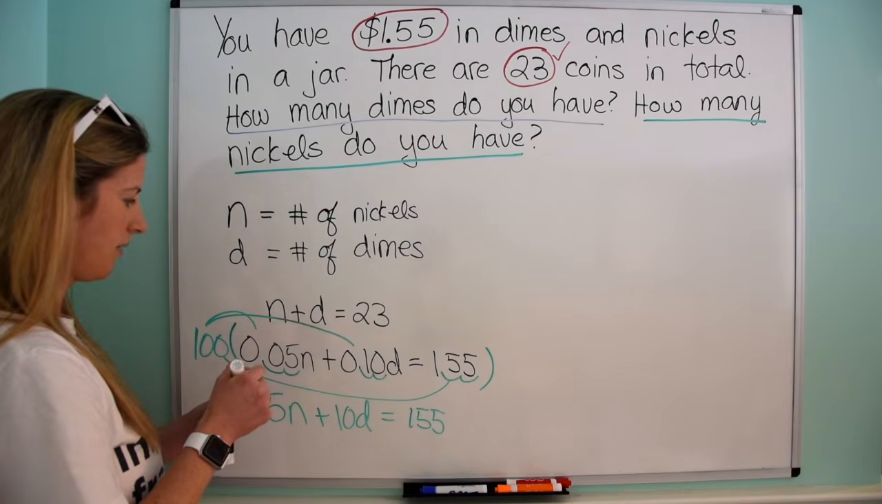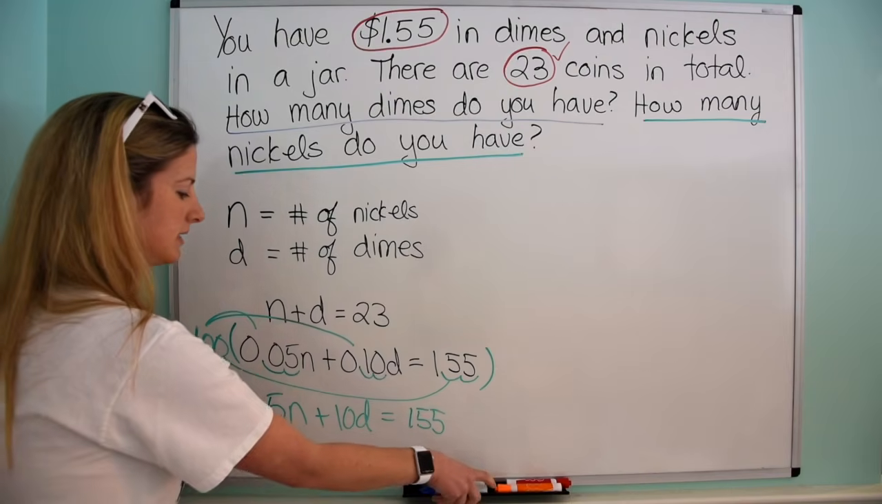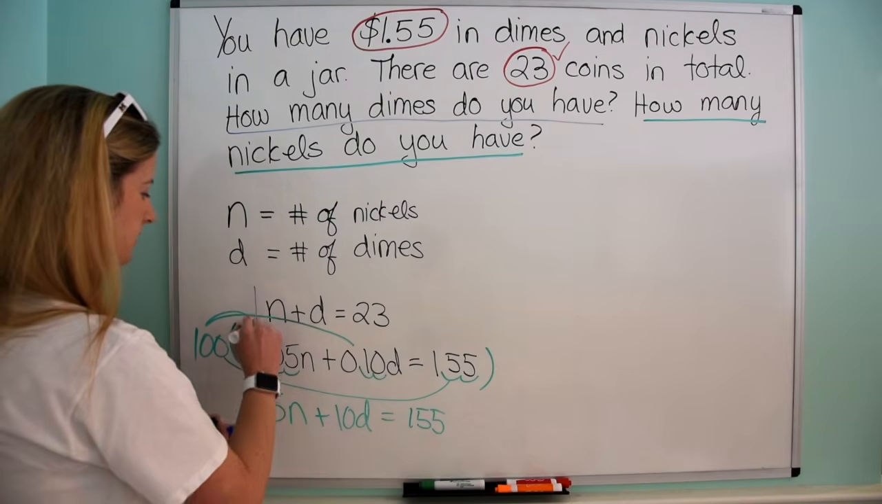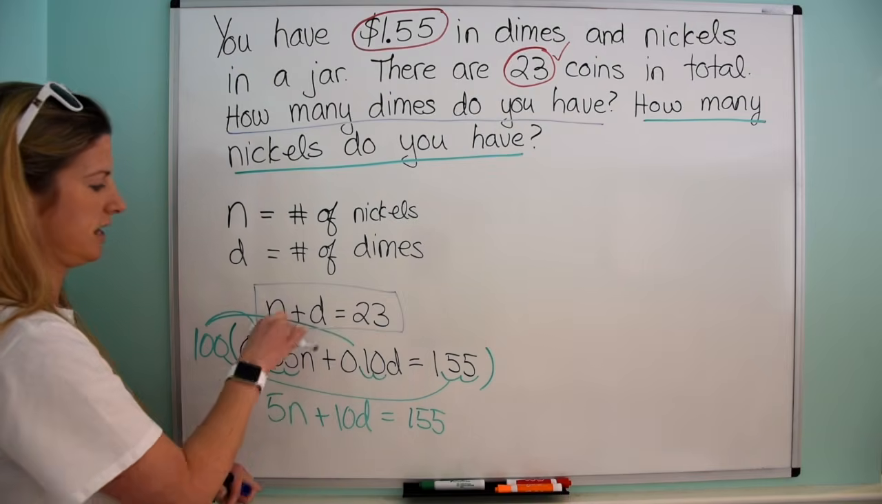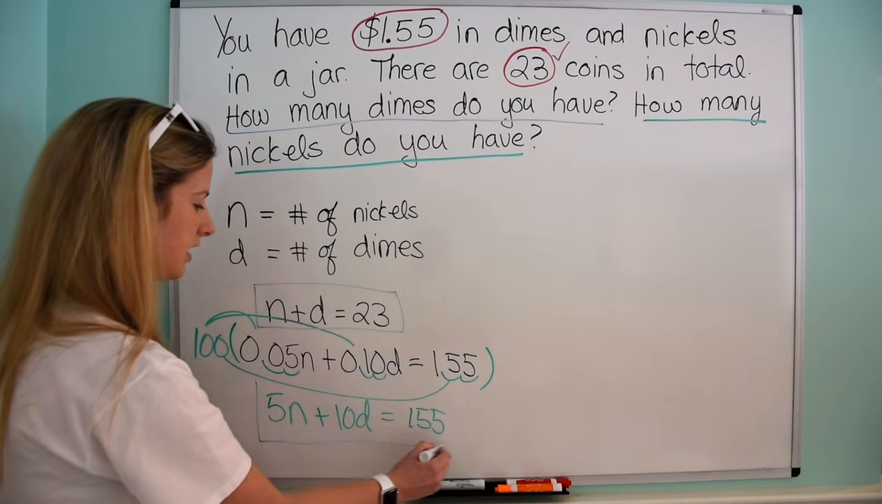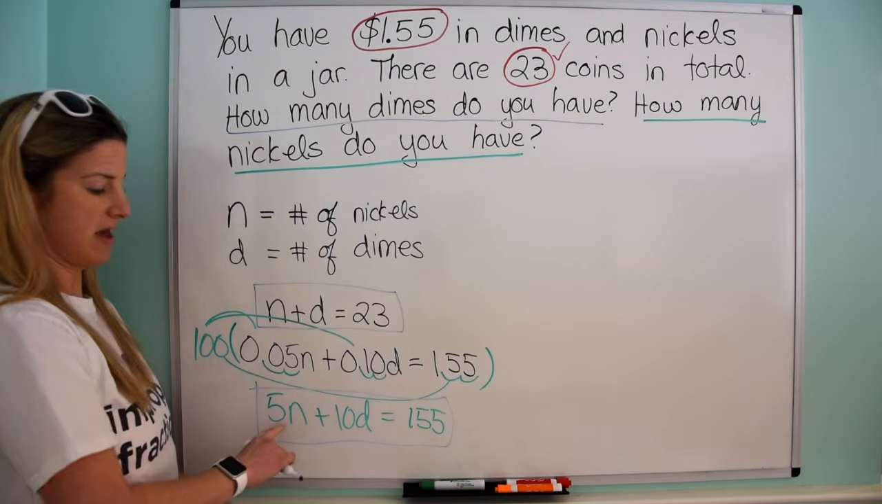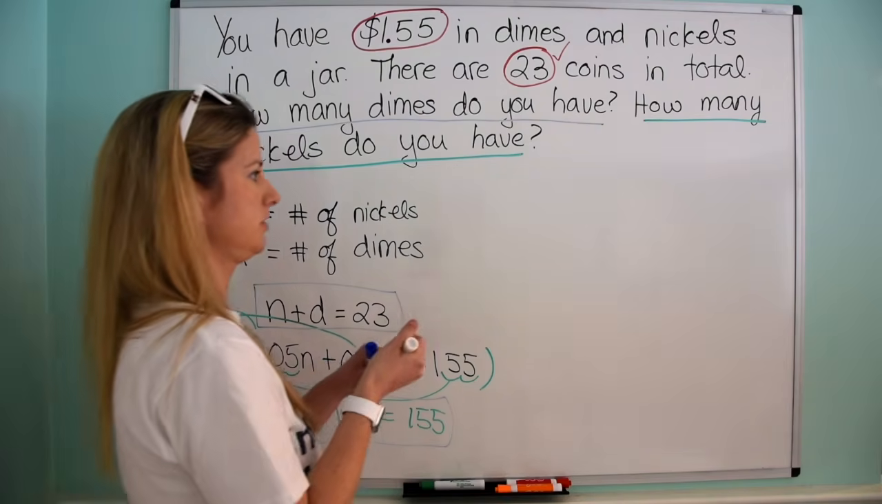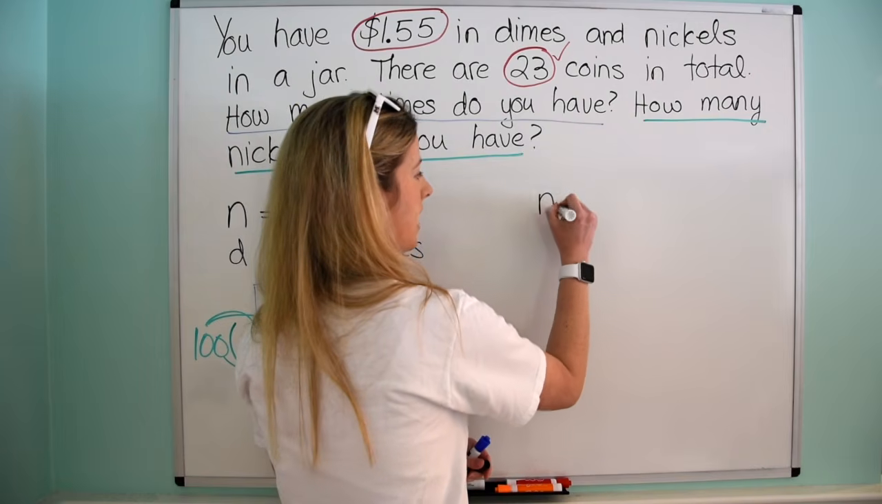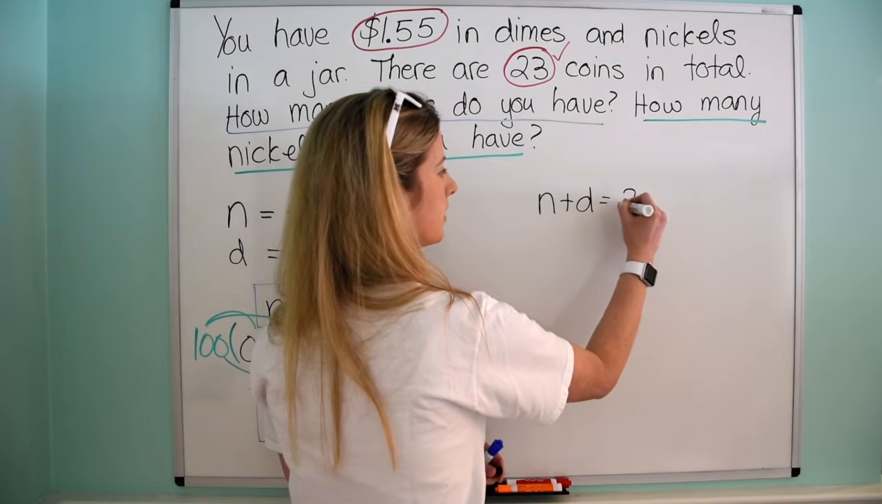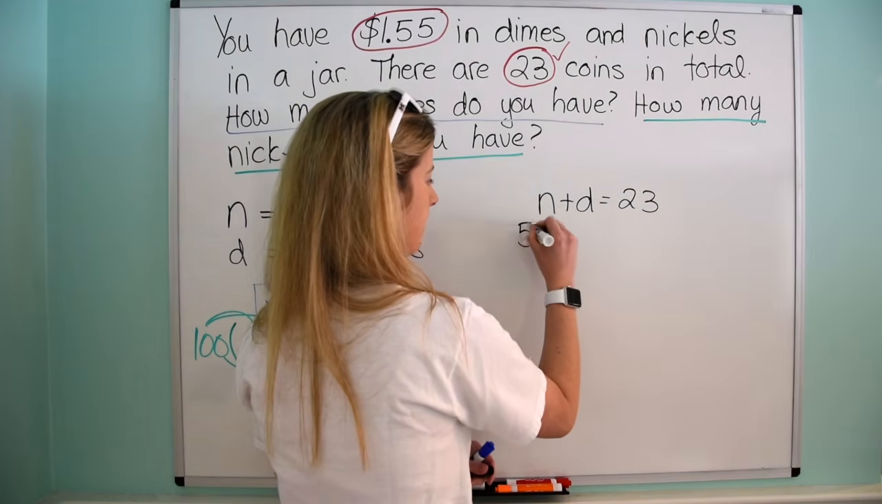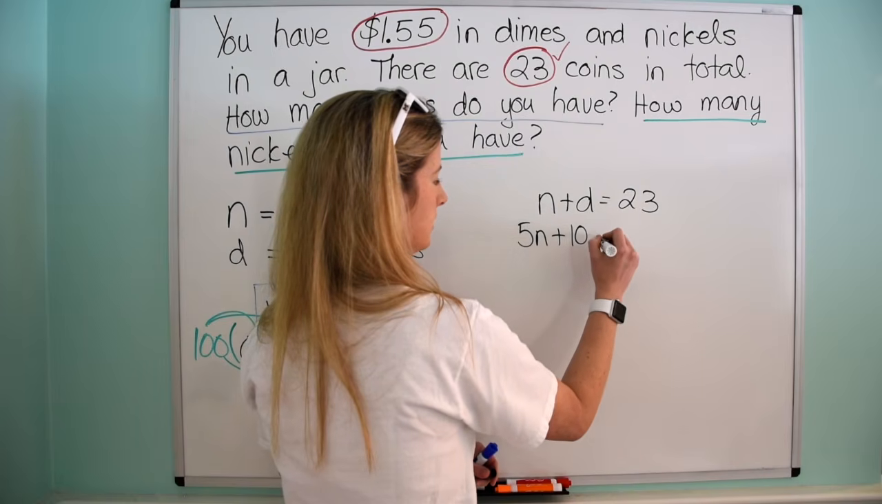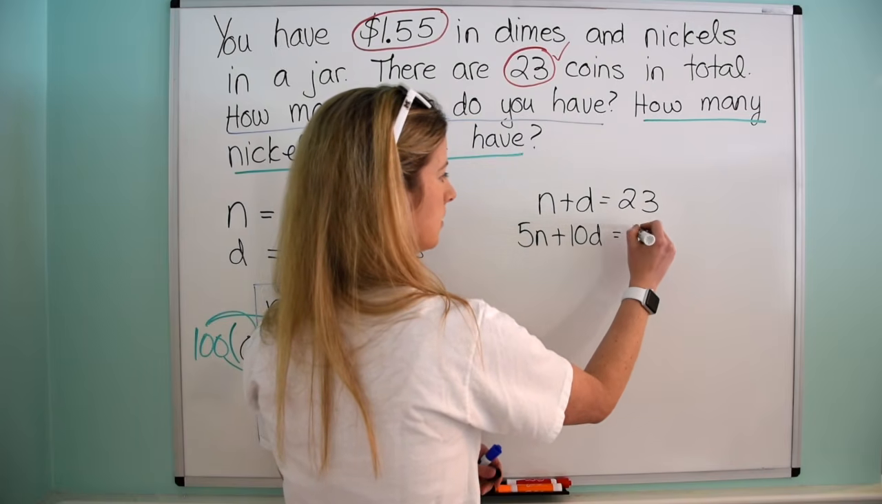Okay, so now I have my two equations, and I know it's a little messy here, so I'll try to box them and then we'll move them. So here's my first equation, n plus d equals 23, and here's my second equation, okay? 5n plus 10d equals 155. So why don't we come up over here and do that? Okay, so n plus d equals 23, and 5n plus 10d equals 155.